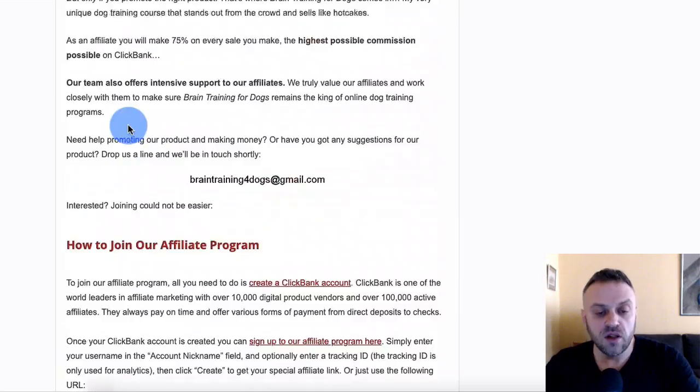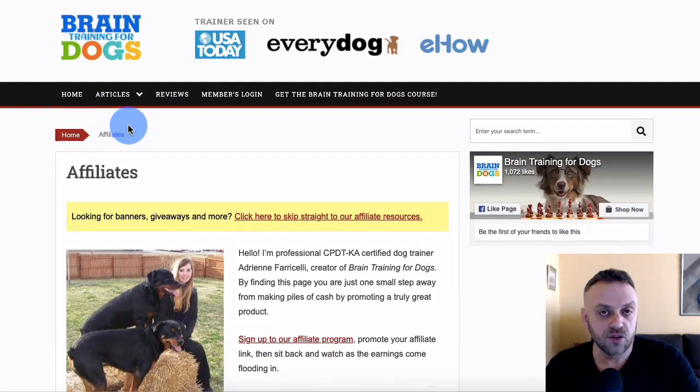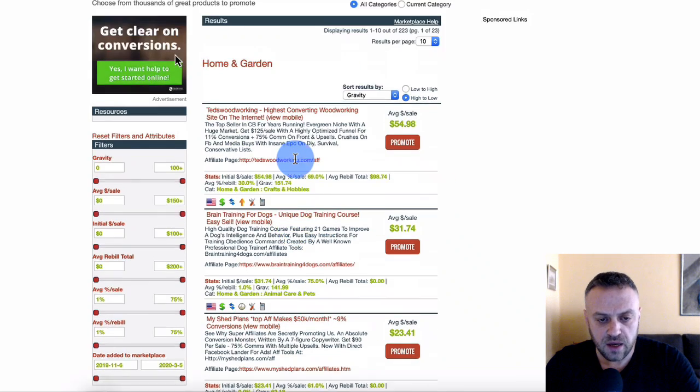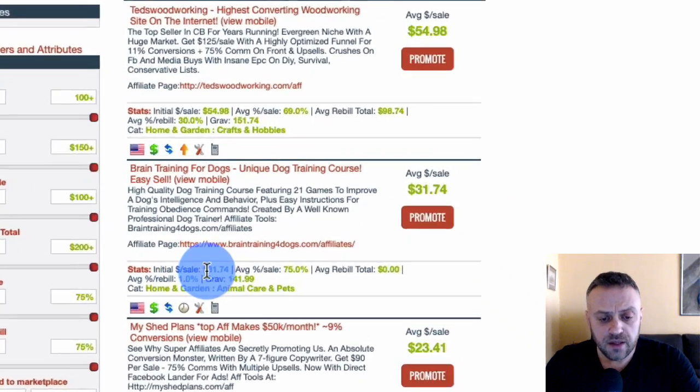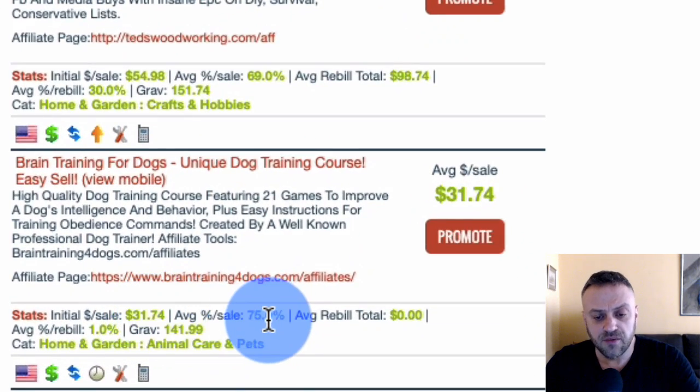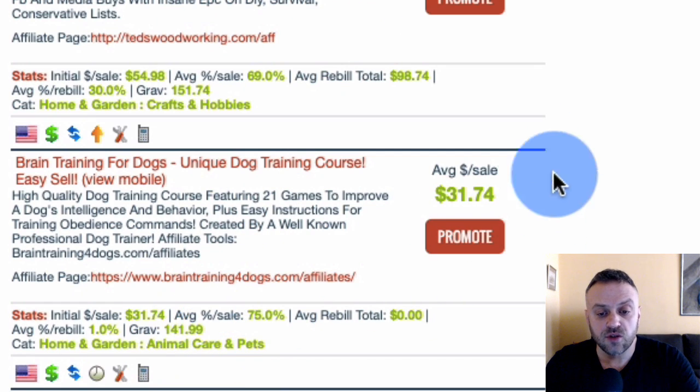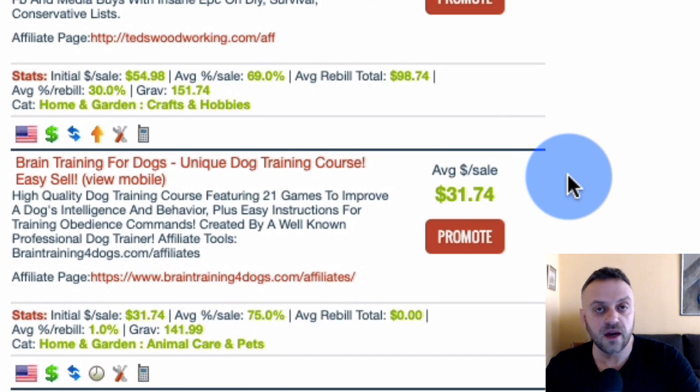And so they're giving you a lot of resources, and that's because they know this offer is converting, and so they want to help you out, right? They want you to make more money so they can make more money. And so if we go back to the offer, they're basically saying that the initial sale is $31, you're getting 75%, and the gravity is 141. So that's a nice offer, right? $31 you're going to get for each sale, 75%.